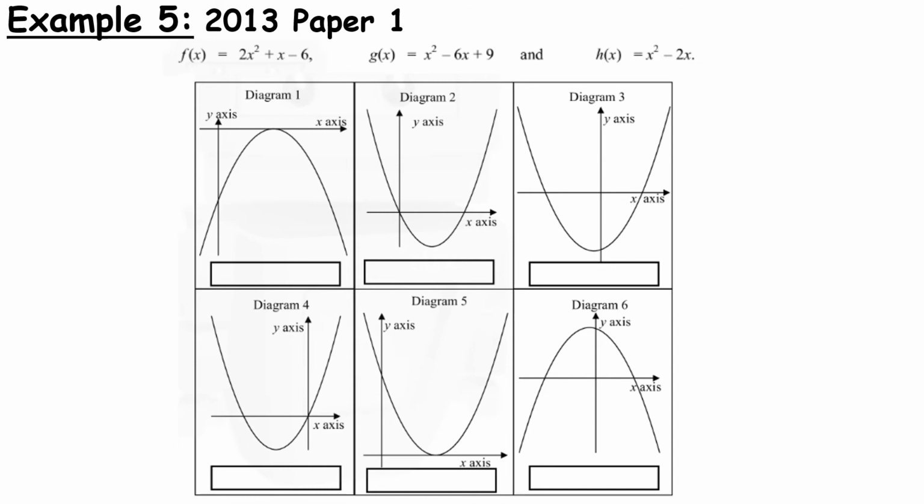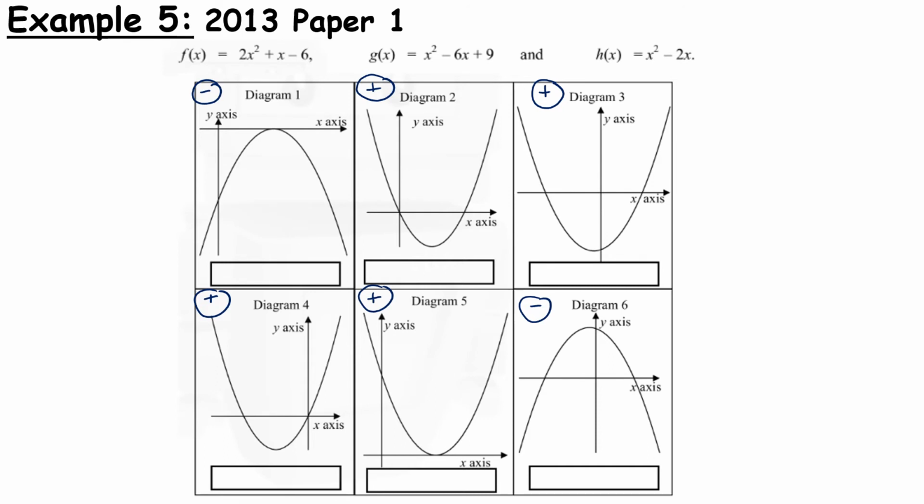So we have 6 graphs. The first thing I'm going to do is go through my graphs and mark them as positive or negative. So diagram 1 is negative, 2 is positive, 3 is positive, 4 is positive, 5 is positive, and 6 is negative. Remember, positive people smile, negative people frown.